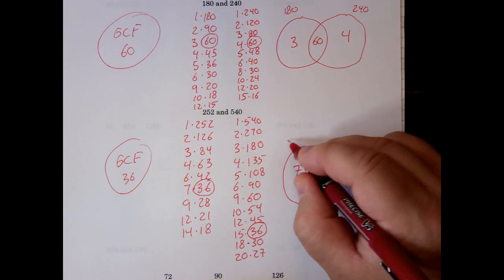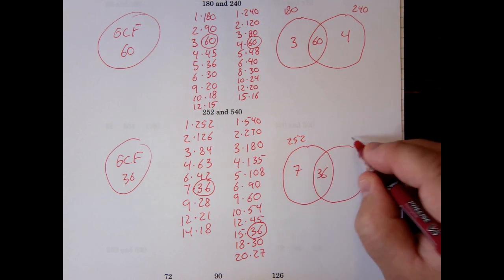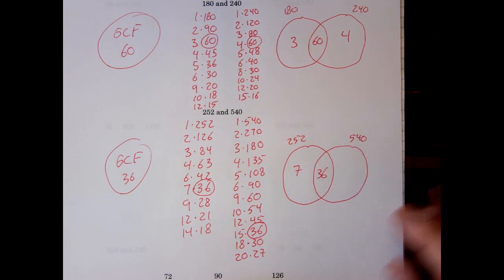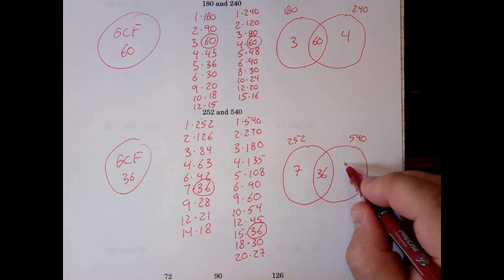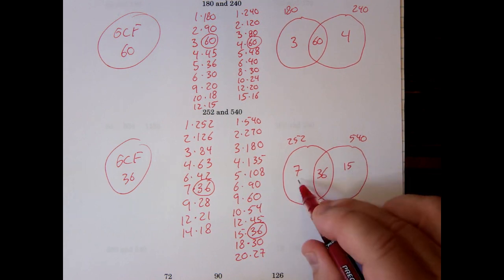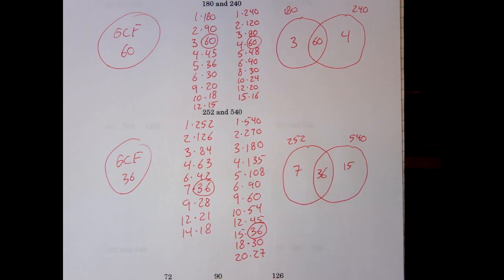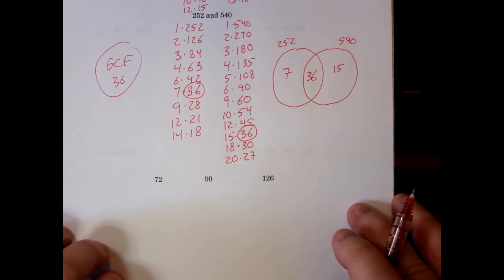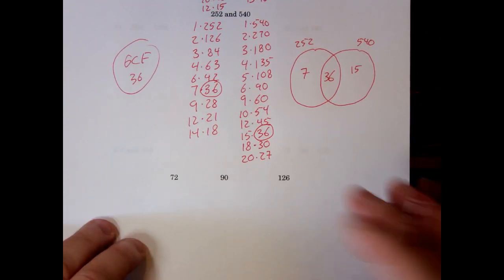7 to make your 252, and 540 would be 15. And those two would have nothing in common, and they don't. All right, so the last one has the 3, and just do the same thing with your factor pairs.